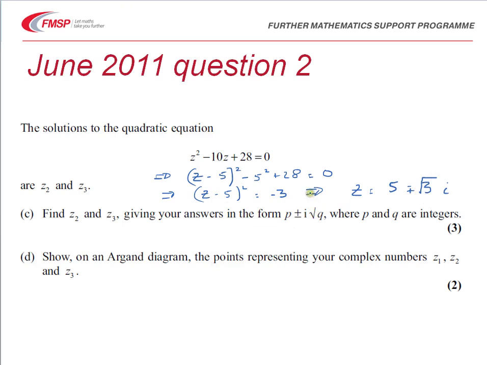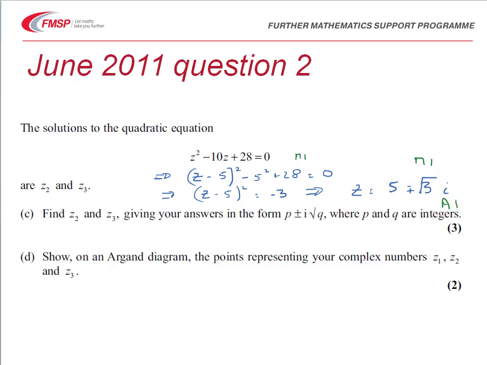The marking for that is quite straightforward. The method mark for attempting to complete the square, and then for using the square root of negative 1, or the square root of a negative number including i, and then an accuracy mark for getting the two roots correct.